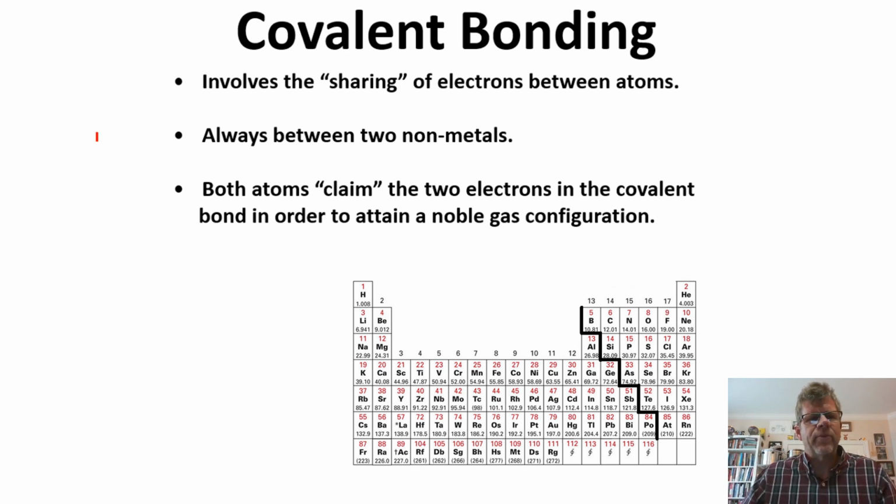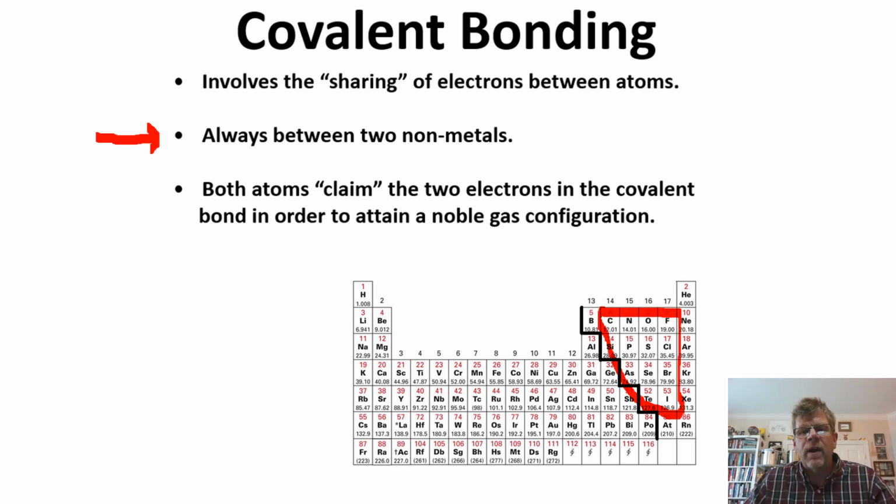The first one that jumps out is that covalent bonding is always between two nonmetals. Remember, ionic bonding was between a metal and a nonmetal. Covalent bonding is always between two nonmetals. Now, our pickings for nonmetals are much slimmer now, so that essentially is what we're looking at right here on our periodic table. Those are the nonmetals that are going to be coming together to form covalent bonds.